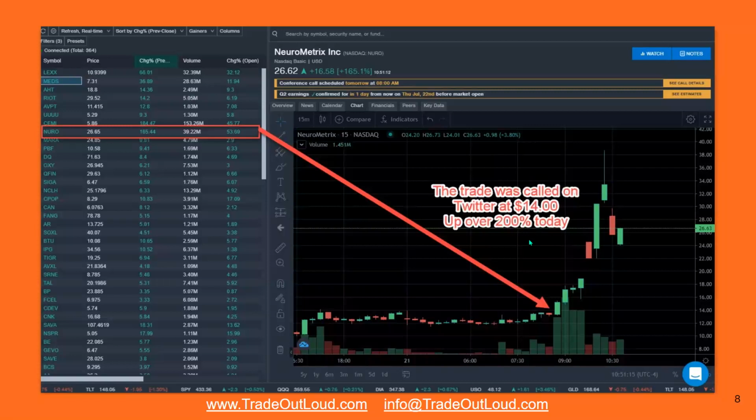This is a trade that I posted today on the Twitter feed, and I will show you the time when I posted this trade and the setup. Now, in my pre-market scan, I had Neuro. Neuro was the big gainer from the day before, from yesterday. Huge winner. Today, it ran up more than 200%.